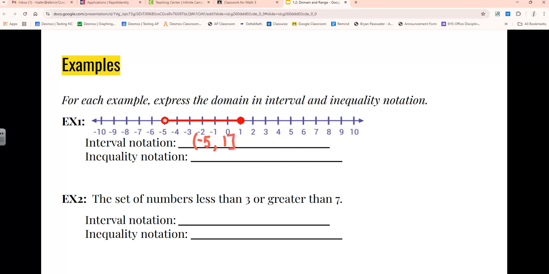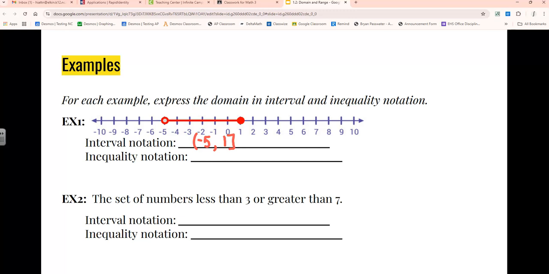I like interval notation. I think it is easier than inequality notation, but we also have to know inequality notation because they might throw it in there on the test. If I give you a question and I don't specify, you can give me either one. You don't have to give me both. But we need to understand both of them in case they're written that way in the problem.